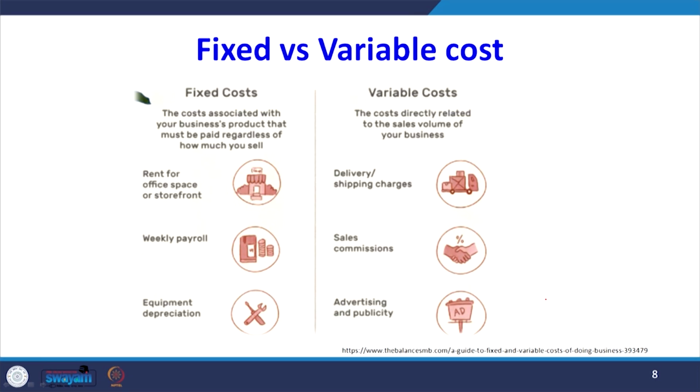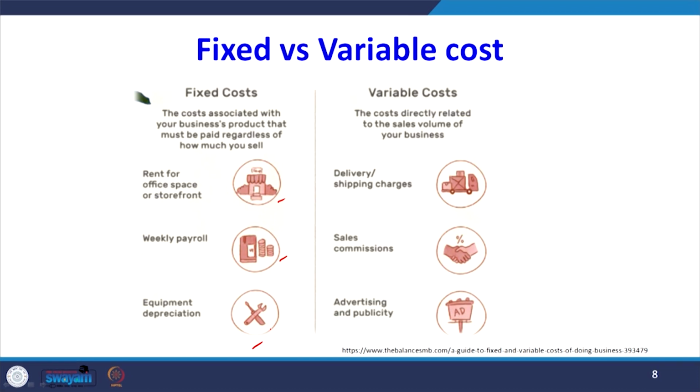Some examples of fixed and variable cost. Fixed cost: the rent for office space or storefront has nothing to do with the number of units produced, that is an example of fixed cost. Weekly payroll is independent of quantity produced, that is fixed cost. Equipment depreciation is independent of whether you use the machine or not, there should be some cost for depreciation, that is called fixed cost.